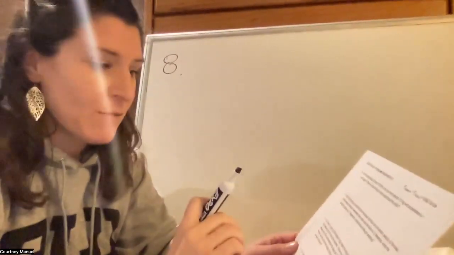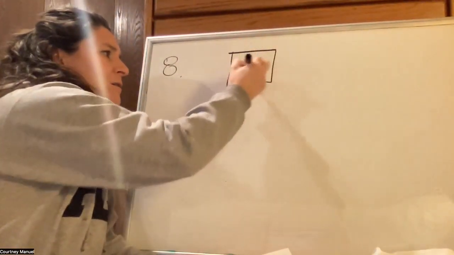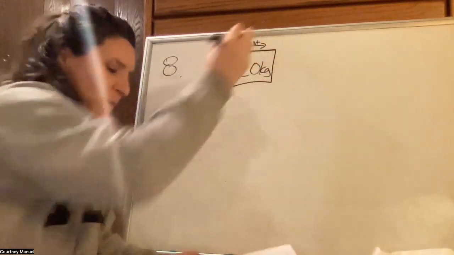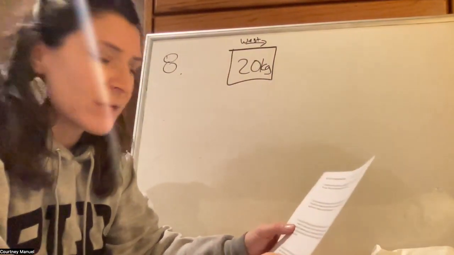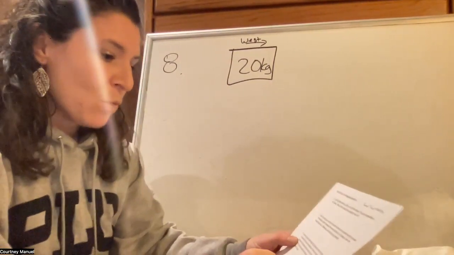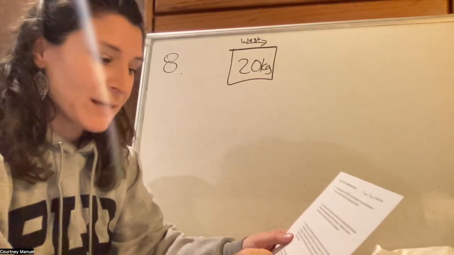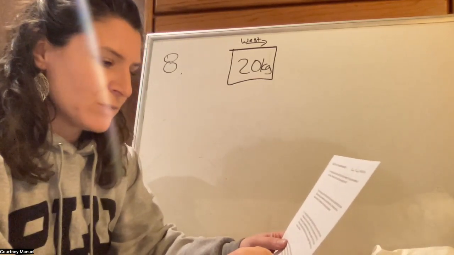Number 8, this might get a little wordy, so stick with me, read along if you have the worksheet, okay? In order to get a 20 kilogram object moving to the west, let's just make our object, okay? This is 20 kilograms, and we want to move it west. In order to get it moving west, a force of more than 30 newtons must be applied to get it moving, okay? Once it's moving, however, a force of only 22 newtons will accelerate the object at 0.2 meters per second squared.